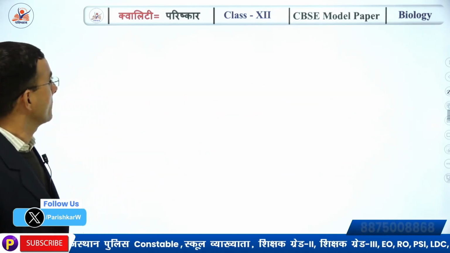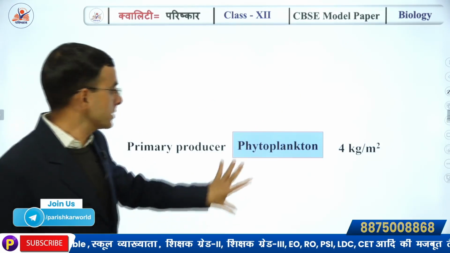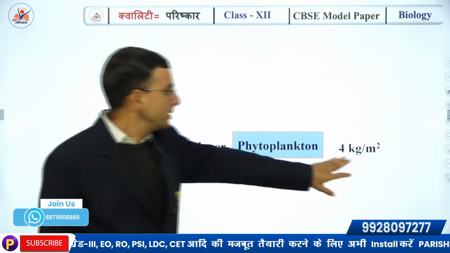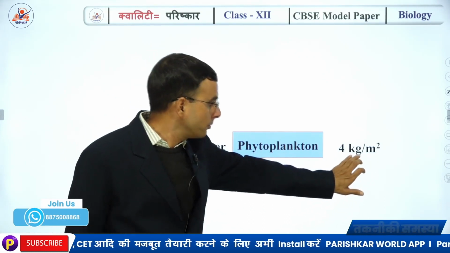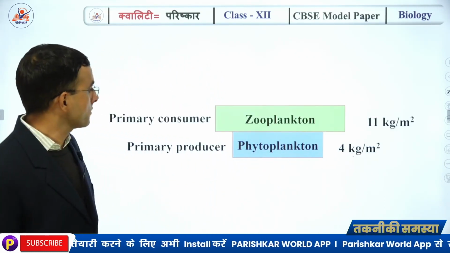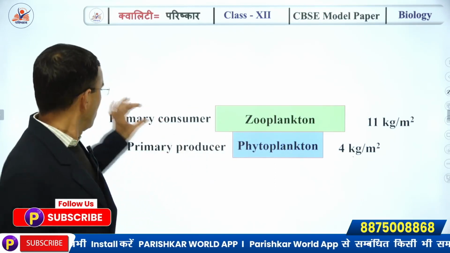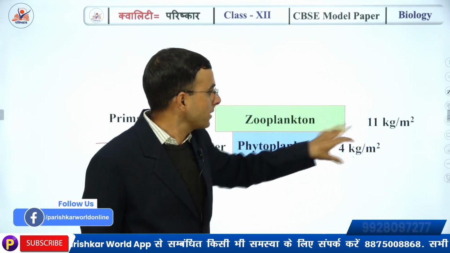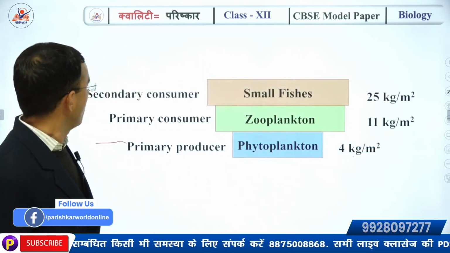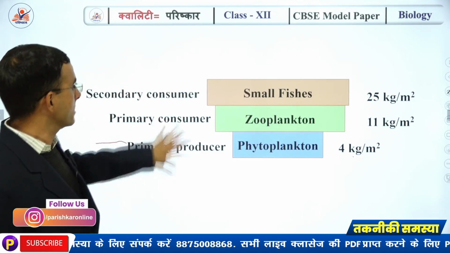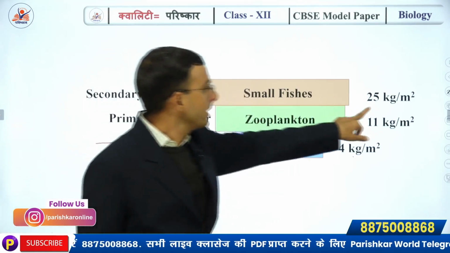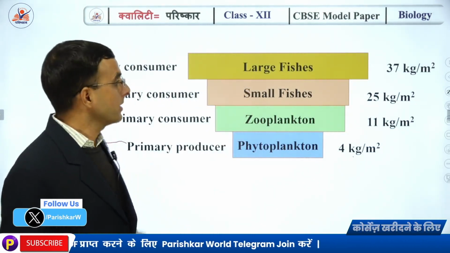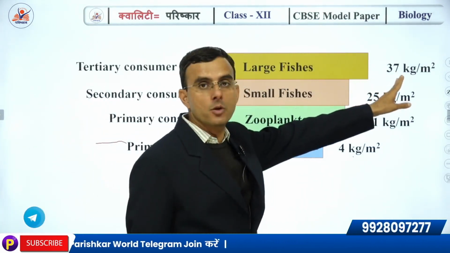So look at this one. We have to make the pyramid. This is the phytoplankton, the primary producers, and in these primary producers the biomass is this much. After this there are zooplanktons, the primary consumers, and they have this much biomass. Next there are secondary consumers, small fishes, and they have this biomass. After this there are large fishes, and these large fishes have this much biomass.